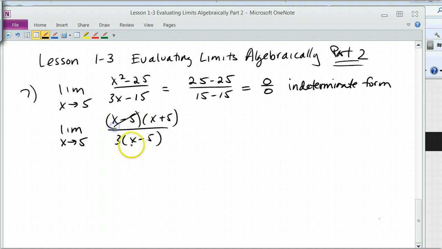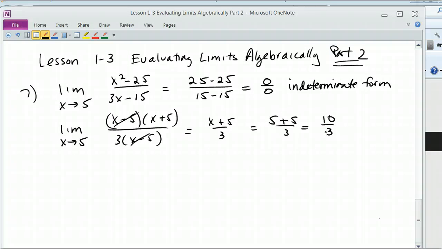notice that x minus 5 is both in the numerator and the denominator, and that's what was causing 0 over 0. I end up with x plus 5 over 3. Now if I substitute, I have 5 plus 5 over 3, or 10 thirds. The limit as x goes to 5 of this rational function is 10 thirds. There's a hole at 5 and 10 thirds. Okay, number 8.